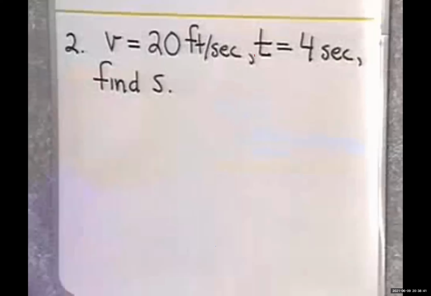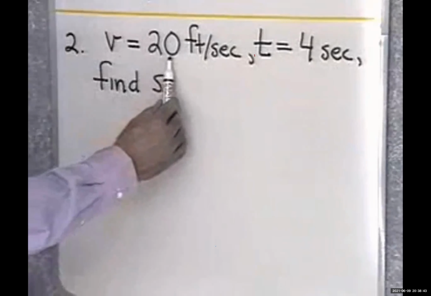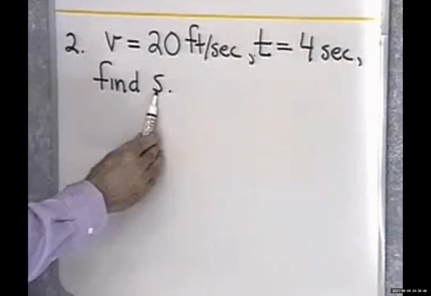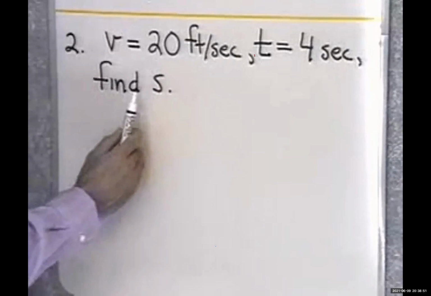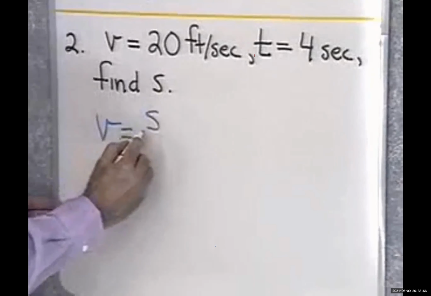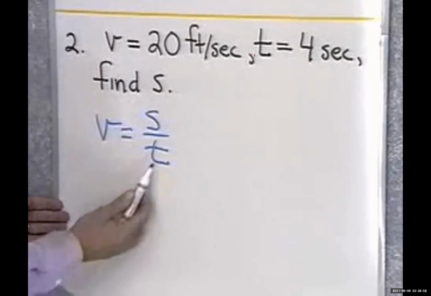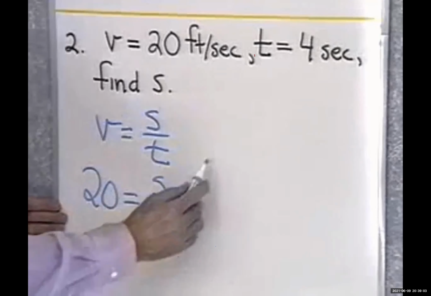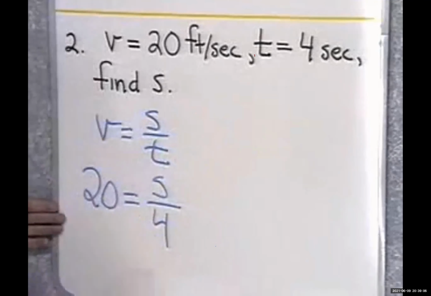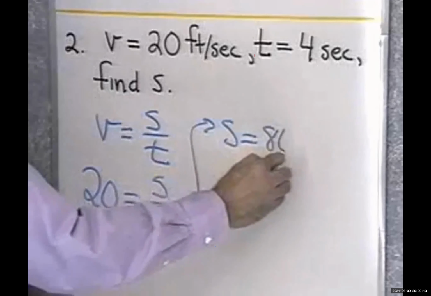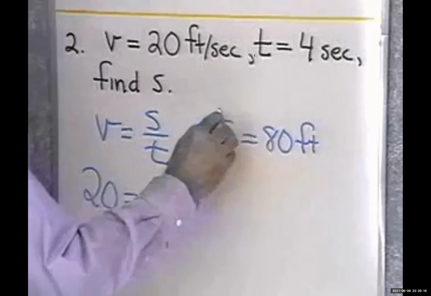Here's our next problem. Suppose, on the other hand, that the velocity is 20 feet per second and the time t is 4 seconds. You want to find the distance that's traveled along the circumference of a circle using this uniform circular motion. Well, I'm going to use the same formula. v is equal to s divided by t, and I'll simply substitute in v is equal to 20, s is what we're looking for, and t is equal to 4. So I substitute those numbers in, I multiply both sides by 4, and I end up with s is equal to 80 feet.